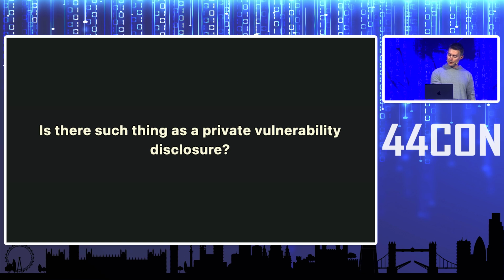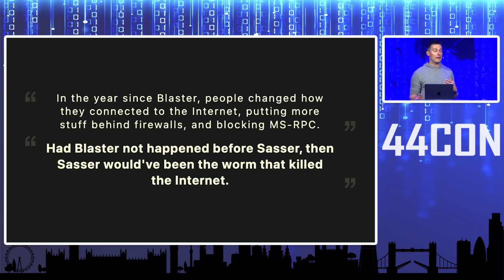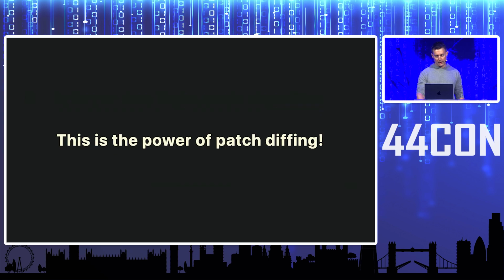But it does beg the question, is there such thing as a private vulnerability disclosure? And is disclosure good or bad? I'm not going to answer that question here, but I'm just posing the question at least. MS Blaster came from a patch diff, and it had a big impact, and it affected a lot of machines, but there was a worse worm that came later. But because Blaster had already happened, people started to patch computers. They started to realize that, hey, I need to put my machine behind a firewall. There were certain effects of the first disclosure that saved you from the second. And so that's an open question generally.